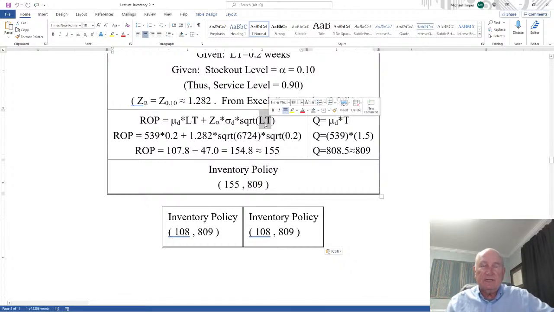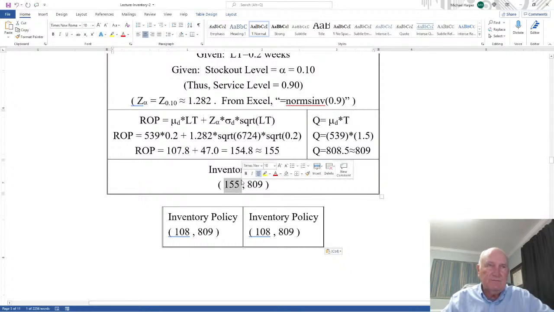Do you increase your lot size? No. Your lot size still remains the same. The ROP increases. So if your lead time increases, your lot size remains the same, but the ROP increases. You order it sooner. You don't order more.